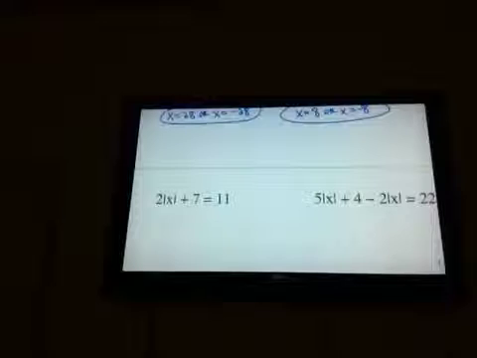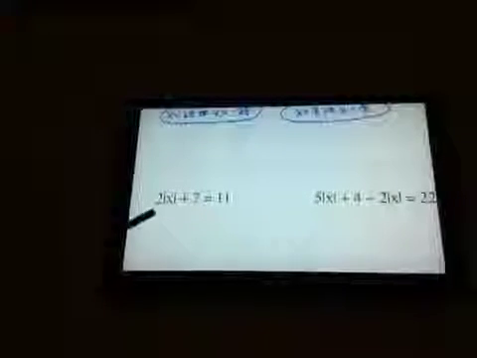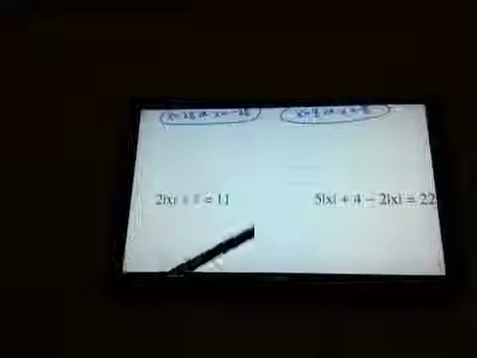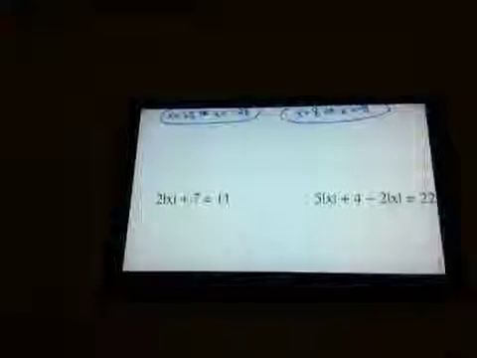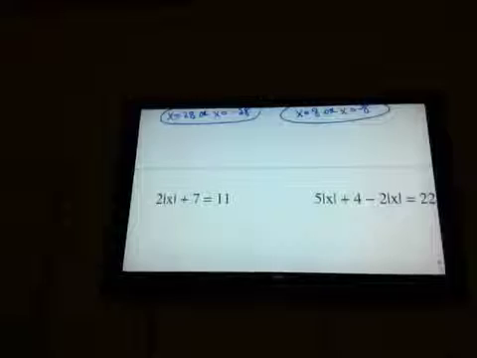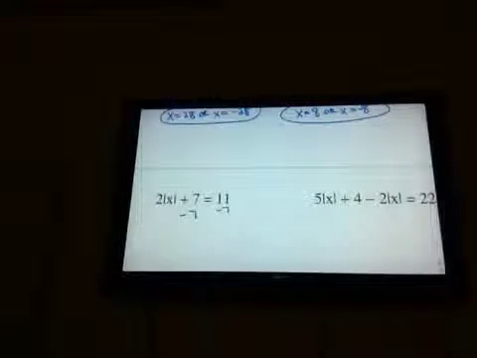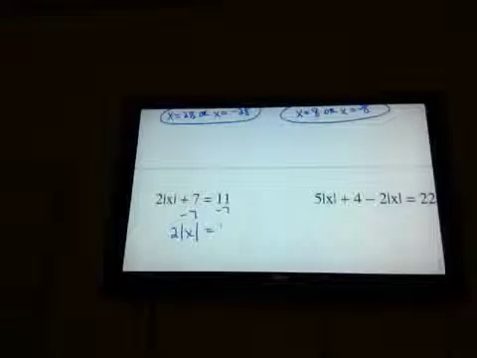What am I going to do first to get this absolute value alone? Just like you did in previous lessons. Josh? Minus the 7 first. So minus your 7 first. So 2 times the absolute value of x equals 4.